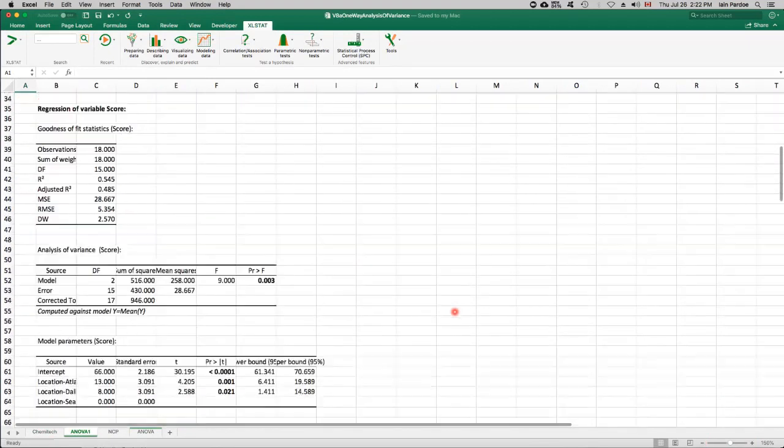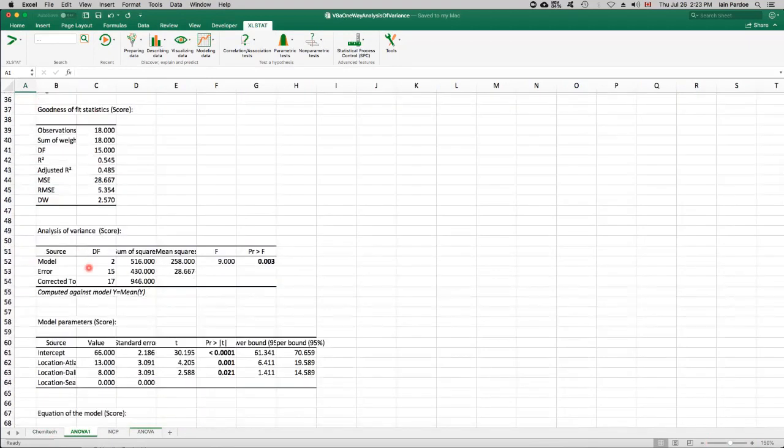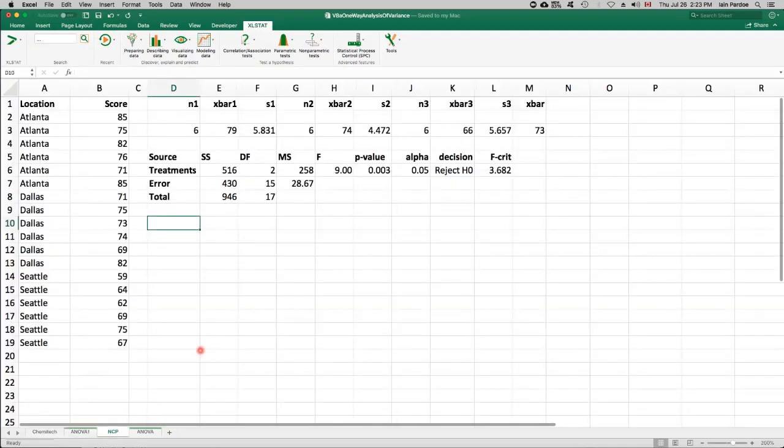Okay, and then we'll scroll down, and here's the analysis of variance table. There's the degrees of freedom, sums of squares, mean squares, F statistic, p-value. So it all matches up with what we calculated by hand. So that's one-way analysis of variance.